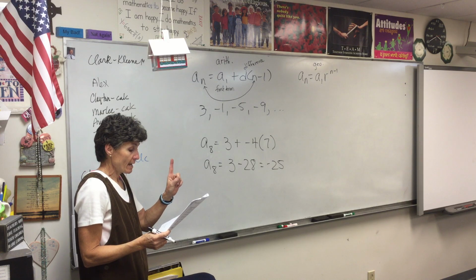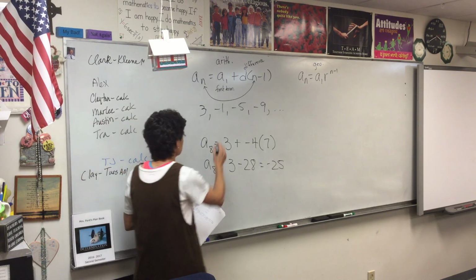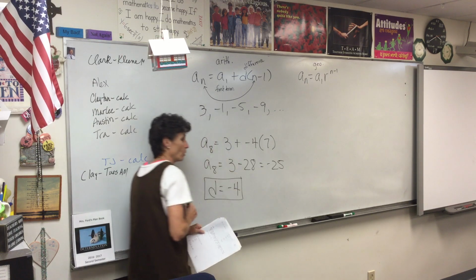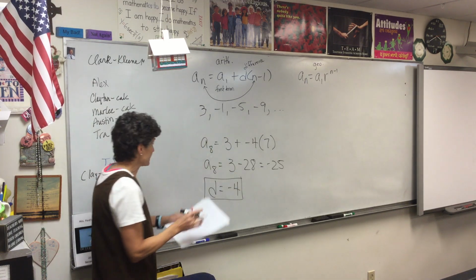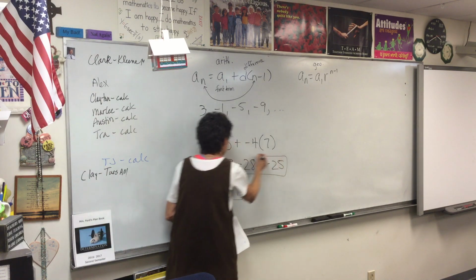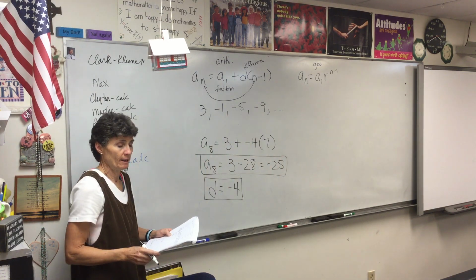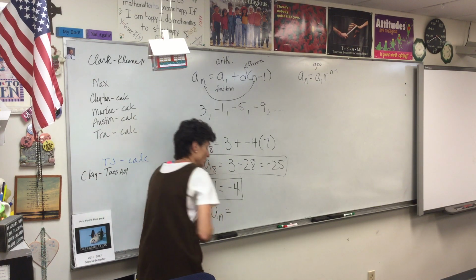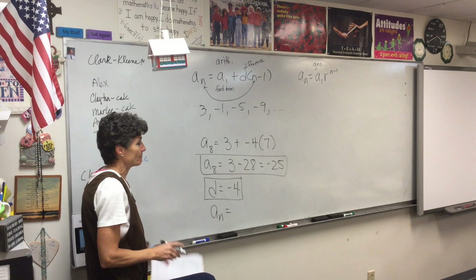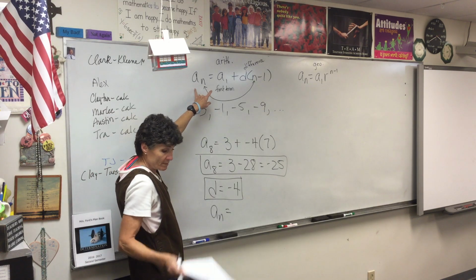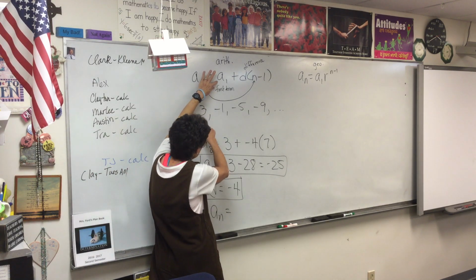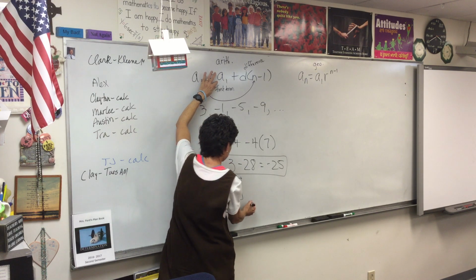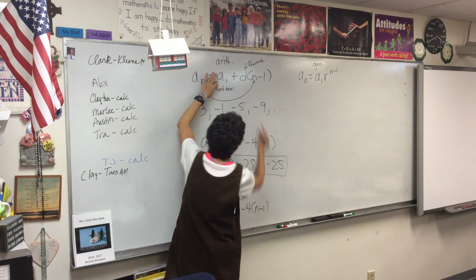So problem 3A says find the difference. You did that. Paul said the difference is negative 4. Bingo. Find a sub 8. We did that right here, a sub 8 using our formula. Now, in general, what will a sub n be? Well, go back up to your formula. A sub 1 was 3. The common difference was negative 4 times n minus 1.